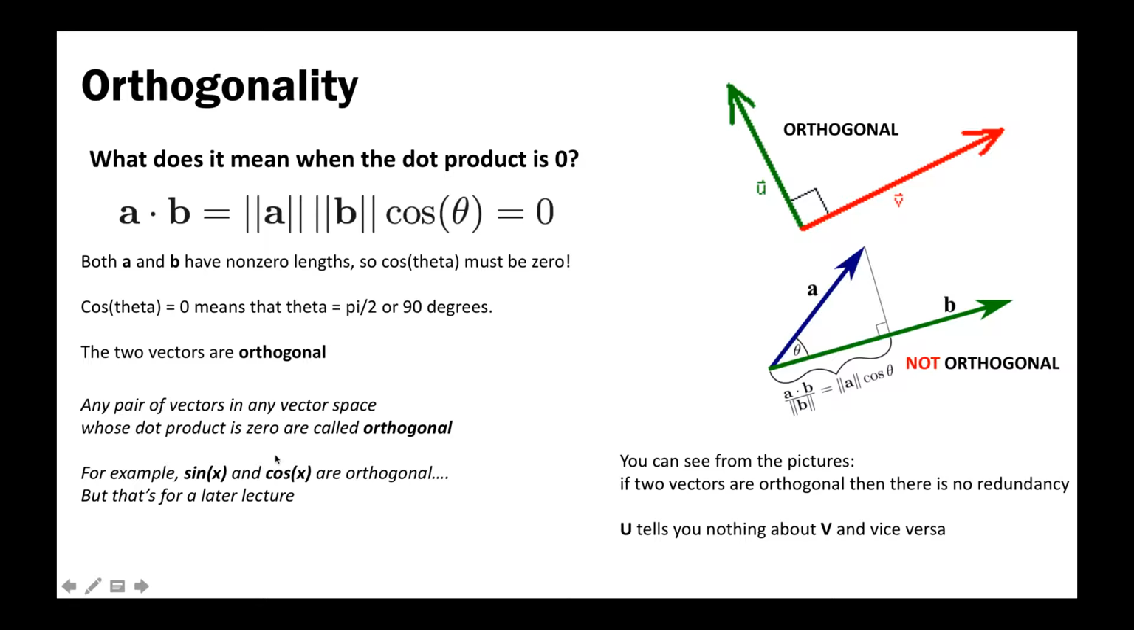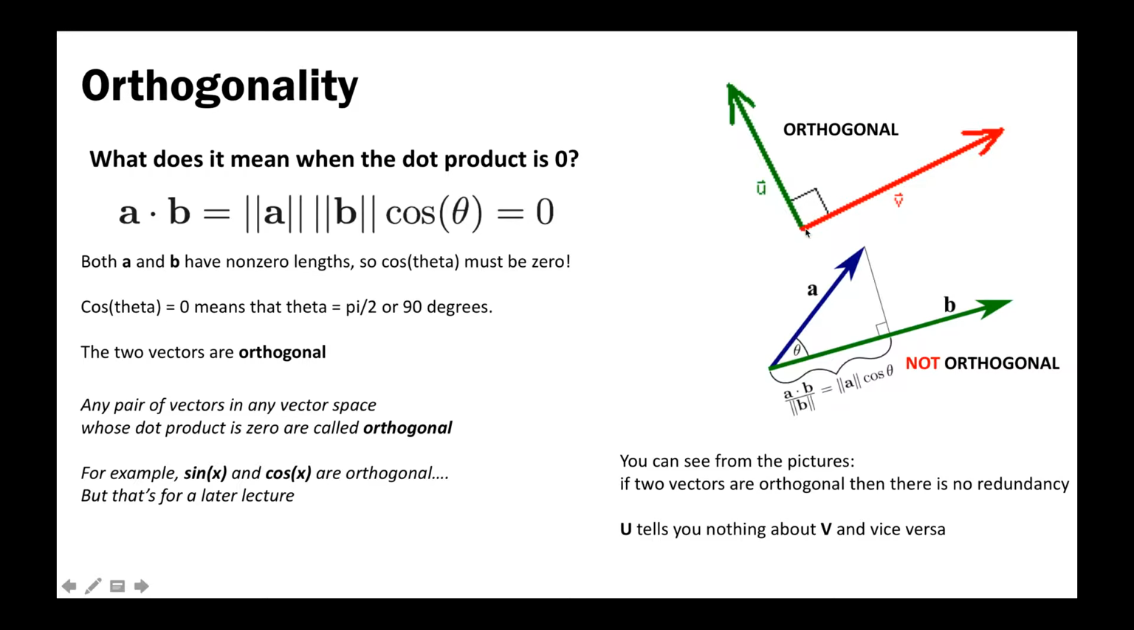More generally, any pair of vectors in any vector space whose dot product is 0 are called orthogonal, even when the concept of being at a right angle doesn't make a whole lot of sense. It's a generalization of this concept. So what does this mean in pictures? Well, at the top we have two orthogonal vectors, and we can see that there's a right angle between them.